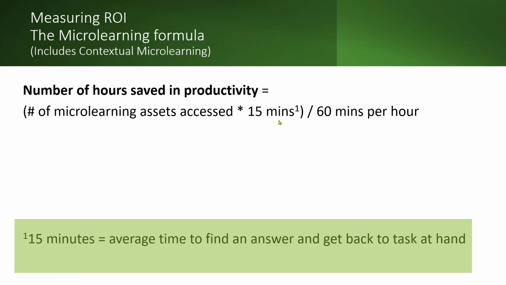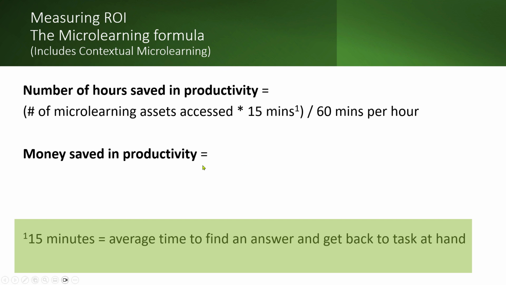There's formulas out there, there's research out there that proves that on average, 15 minutes are lost looking for a specific answer. So that's why we use the number 15 minutes. And then that's divided by 60 minutes per hour to get the number of hours saved in productivity. So that's the first formula.